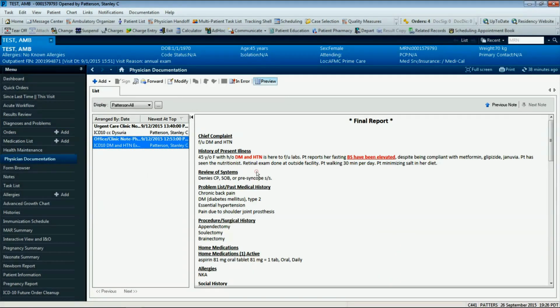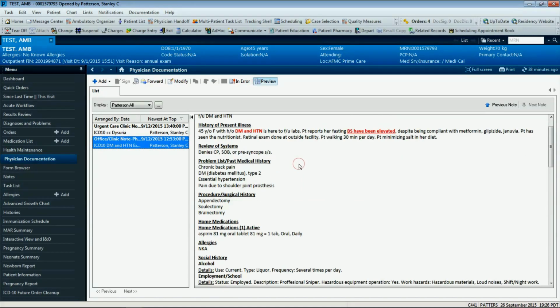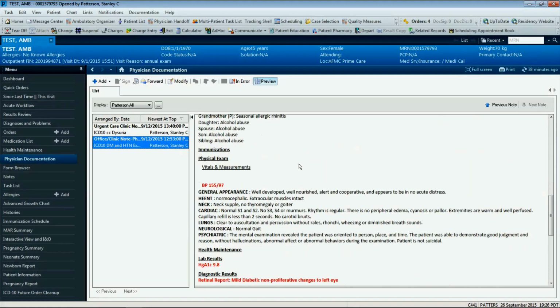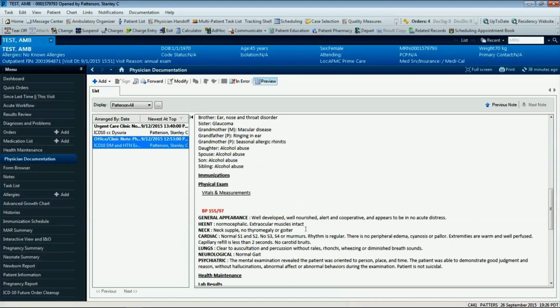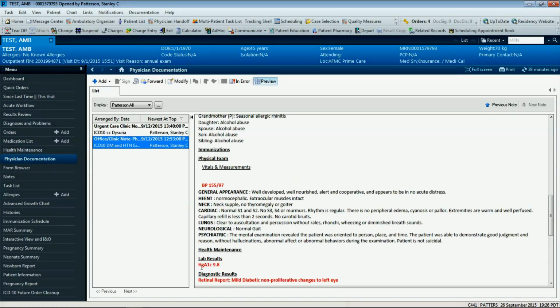So we have a 45-year-old diabetic hypertensive patient who's here for follow-up labs. She's noted that her blood sugars are elevated, and she's already on multiple oral agents. She's seen the nutritionist. She also had a retinal exam done at an outside facility. On exam, you notice that her blood pressure is elevated. Exam is otherwise insignificant. The labs show that her hemoglobin A1C is 9.8. You see the retinal report, which shows mild diabetic non-proliferative changes in the left eye.